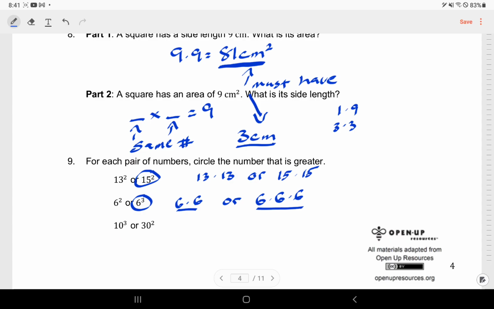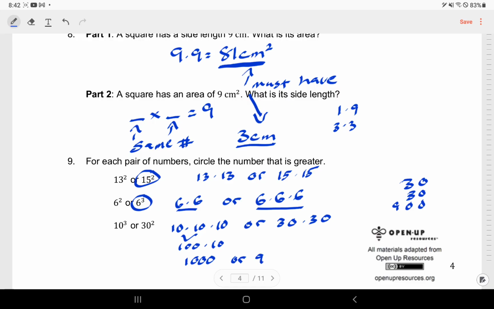And now for the last one, this one you might actually have to work out a little bit. We've got 10 to the third, which is 10 times 10 times 10, or 30 times 30. Well, 10 times 10 is 100, times 10 is 1,000. 30 times 30, well, 0, 3 times 3 is 9. So that's 900. Well, 1,000 is bigger than 900, and so 10 to the third is bigger.